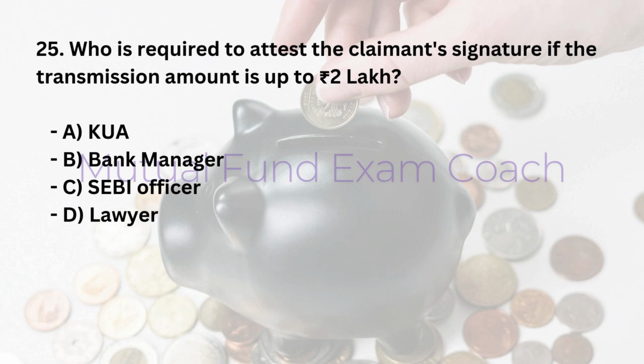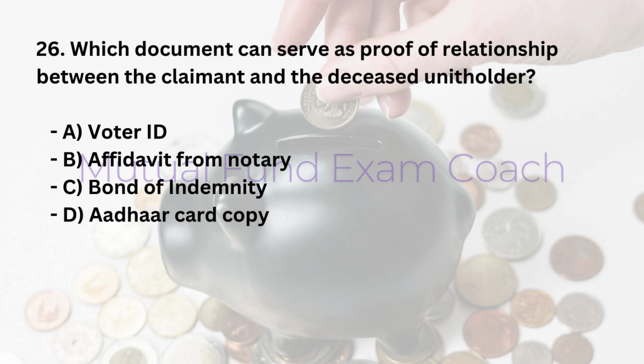25. Who is required to attest the claimant's signature if the transmission amount is up to 2 lakh? A. KUA. B. Bank manager. C. SEBI officer. D. Lawyer. Answer B. Bank manager. 26. Which document can serve as proof of relationship between the claimant and the deceased unit holder? A. Voter ID. B. Affidavit from notary. C. Bond of indemnity. D. Aadhaar card copy. Answer C. Bond of indemnity.